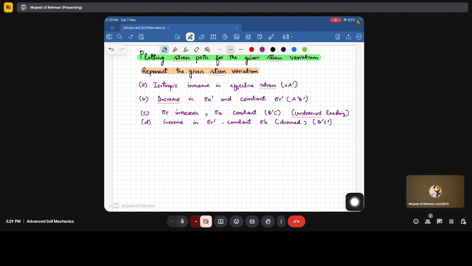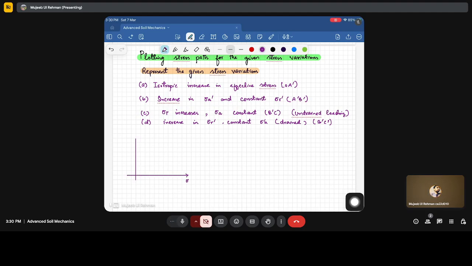The first is the isotropic increase in the vertical stresses. We have done it in the classes. I will just go through it quickly. For example, I will plot it on the sigma a, sigma r axis.